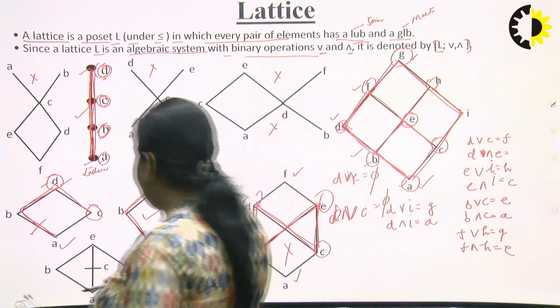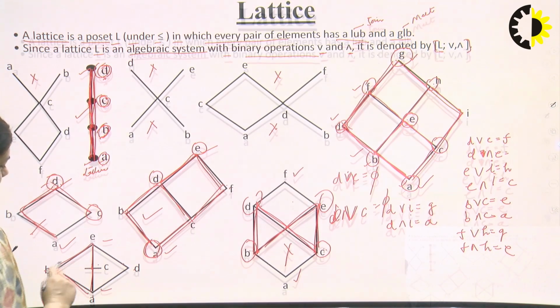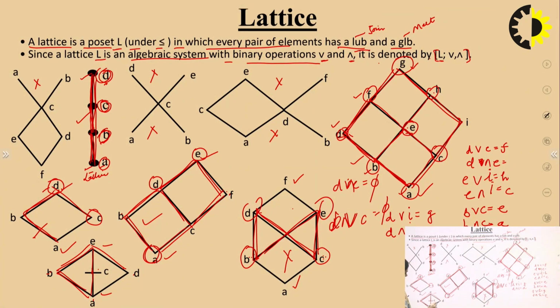Now, search for this figure. B, D, A and E. Single top, single bottom. For B and C, join E, meet A. For B and D, join E, meet A. For A and C, join C, meet A. For E and C, join E and meet C. For A and E, join E, meet A. So, for each and every pair, we are able to find the join and meet. So, this is a lattice.